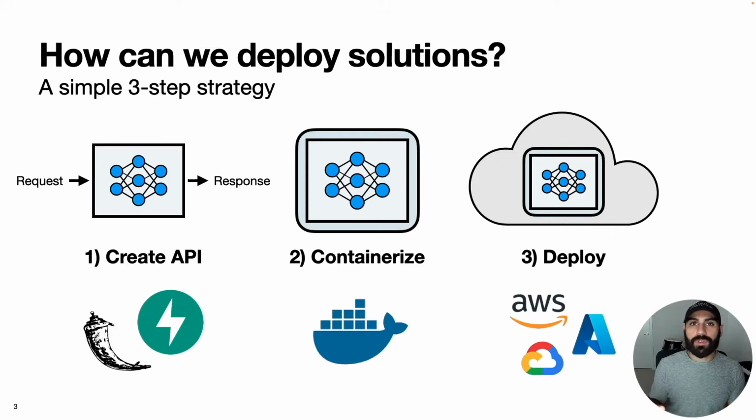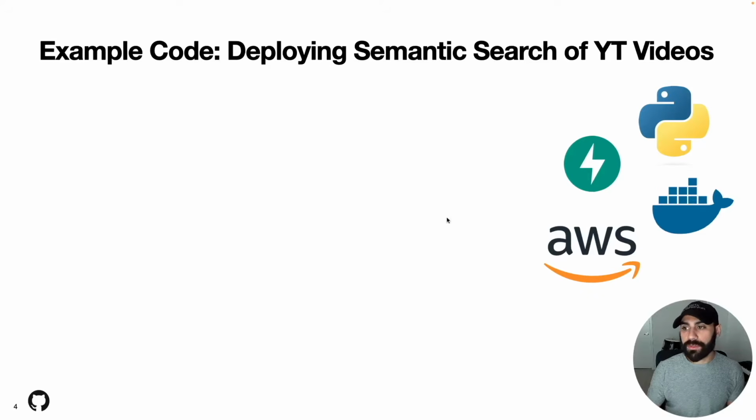So with this high-level overview, let's see what this looks like in code. Here I'm going to walk through how we can use FastAPI, Docker, and AWS to deploy this semantic search tool that I developed in the previous video. This video is going to be pretty hands-on, so I'm not going to talk too much about FastAPI, Docker, or AWS from a conceptual point of view, but if those are things you're interested in, let me know in the comments and then I'll make some follow-up videos specifically about those tools.